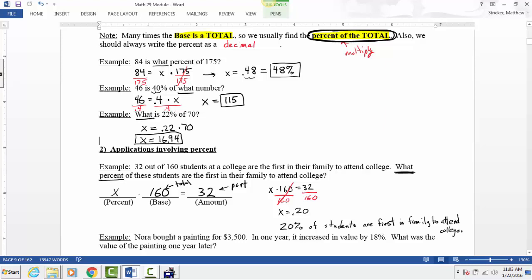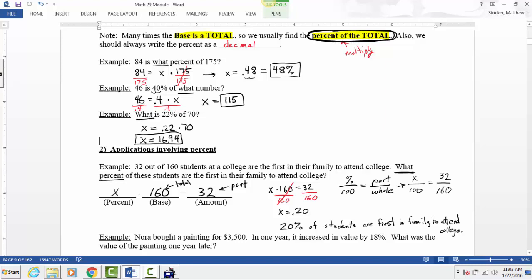Now, some of you may have done this another way before, and that's fine too. Sometimes people like to set up proportions, and we haven't talked about this yet, but one thing you can do is say the percent over 100 equals the part over the whole. And so the setup here would be, well, we don't know the percent, so it would be X over 100 is equal to the part, which is 32 over 160, and then you would go ahead and solve that.